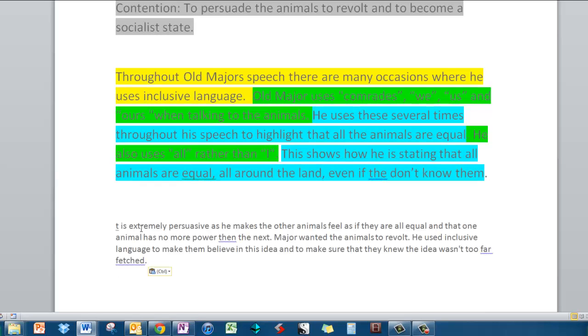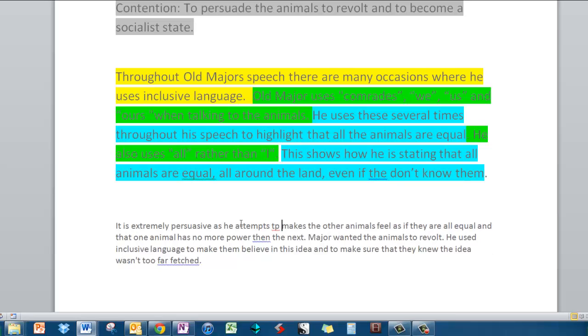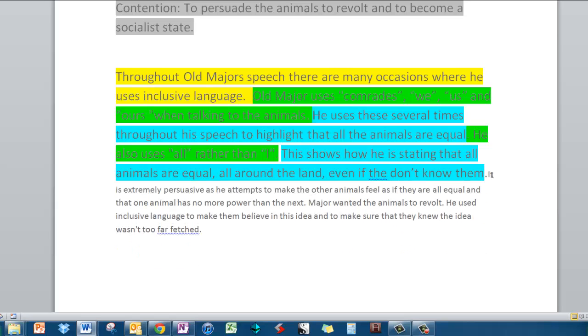Now, Davis has written this one. He wrote, it's extremely persuasive as he makes the other animals feel as if they are equal. So he attempts to, because it's never definite, make the other animals feel as if they are all equal and that one animal has no more power than the next. Major wanted the animals to revolt. He used inclusive language to make them believe in this idea and to make sure that they knew the idea was not too far-fetched. Well, yes, or perhaps link it back to that socialist thing.